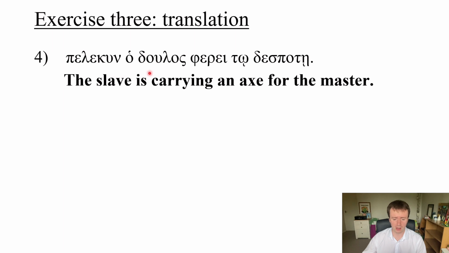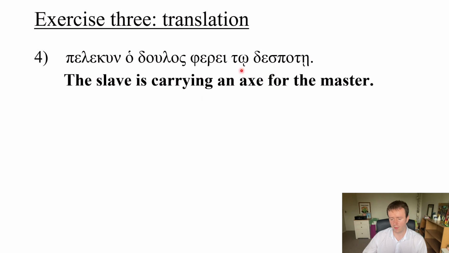and the slave must be the subject because the definite article is masculine nominative singular, and the ending os is the nominative singular ending for 2a nouns. So we've got an axe as the direct object, the slave as the subject, perei is he, she, or it, carries. And we know who the he is, we know that it's the slave, so far we've got the slave carries or is carrying an axe, and then we've got toi, despote.